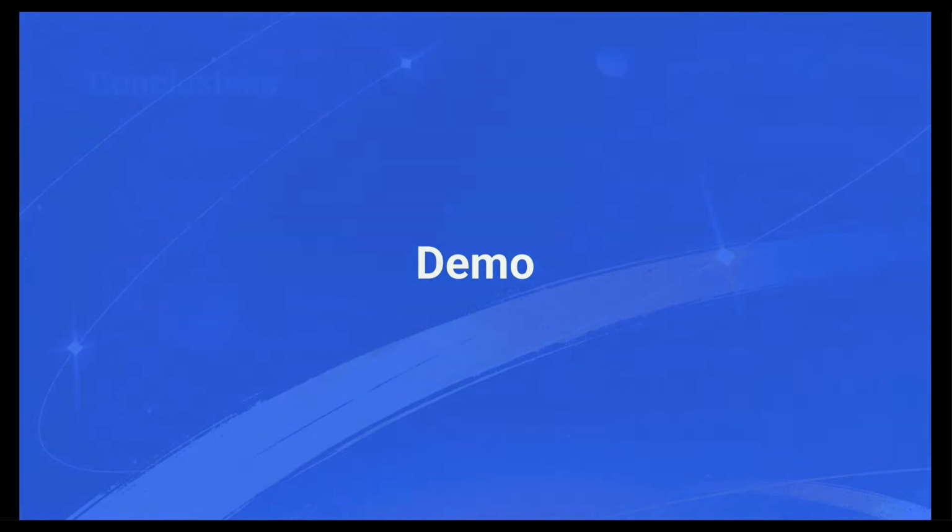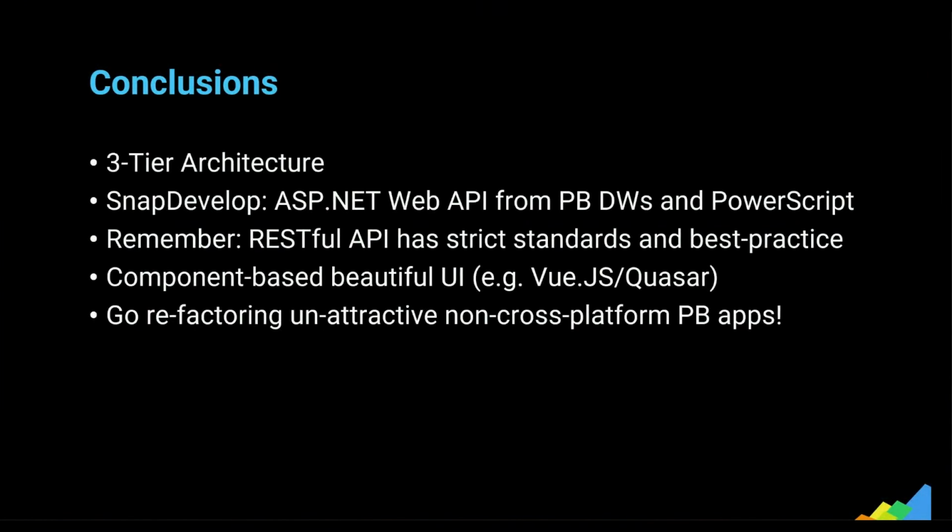Conclusions. We have been talking about 3-tier architecture. Modern apps are based on 3-tier architecture where the cloud is the typical infrastructure, applications send stateless requests to the API server, and perform processing tasks on a local computer. In SnapDevelop, you can build ASP.NET Web API projects, starting from PowerBuilder data windows and also converting PowerScript into C Sharp thanks to the built-in PowerScript converter feature.